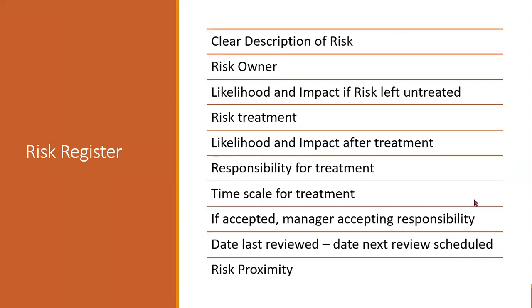What are the contents of the risk register? Well, the risk register will contain a clear description of each risk. It will also contain a named risk owner, the likelihood and impact if the risk were to be left untreated, if the risk were simply accepted. Then any recommended or accepted risk treatment, for example, we're going to purchase a firewall to reduce that risk. That would need to be recorded in the register.